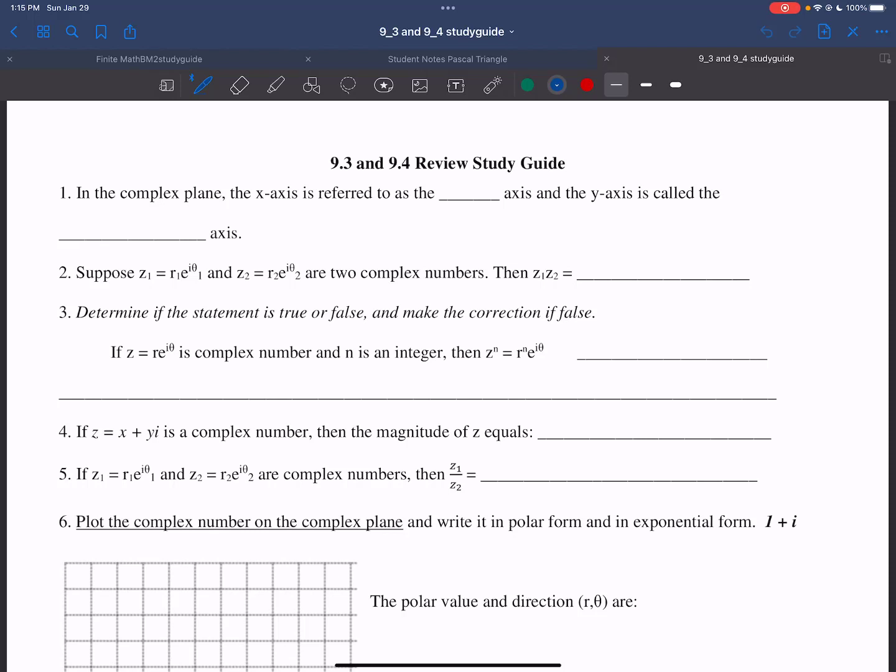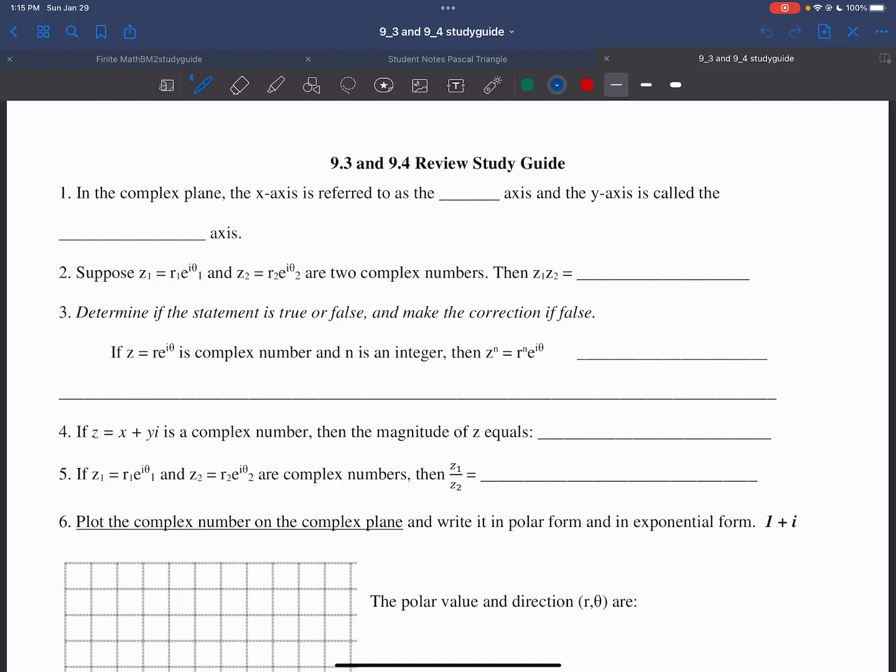Here we are with the 9.3 and 9.4 study guide. The way you're going to use this is to fast forward and check your answers. If there are any items in which you get incorrect, you want to go ahead and rewind and listen to just that portion. Okay, let's take a look at the first question.